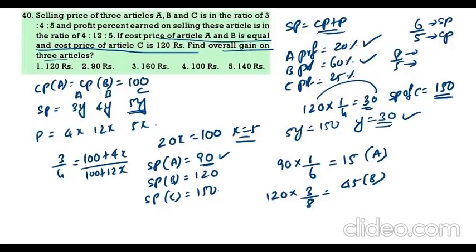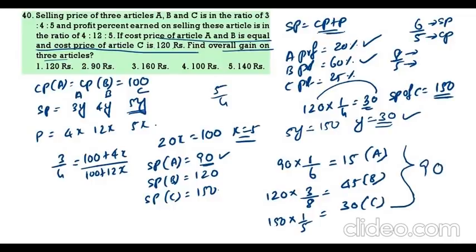Now gain of C, 25%. 5 by 4, that means 1 by 5. So 150 into 1 by 5, this is 30, gain of C. So gain of A 15, gain of B 45, gain of C 30. So totally equal to how much? 90. Overall gain is 90 rupees.